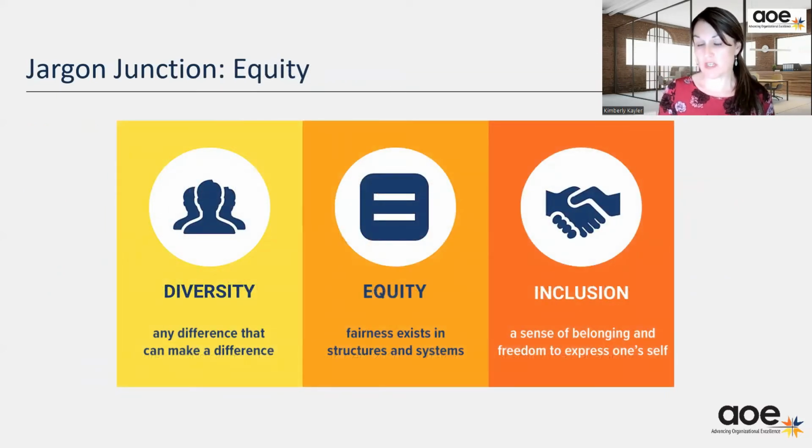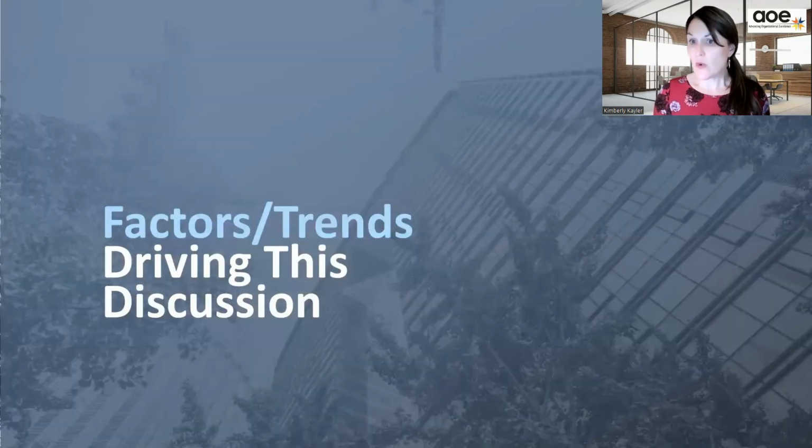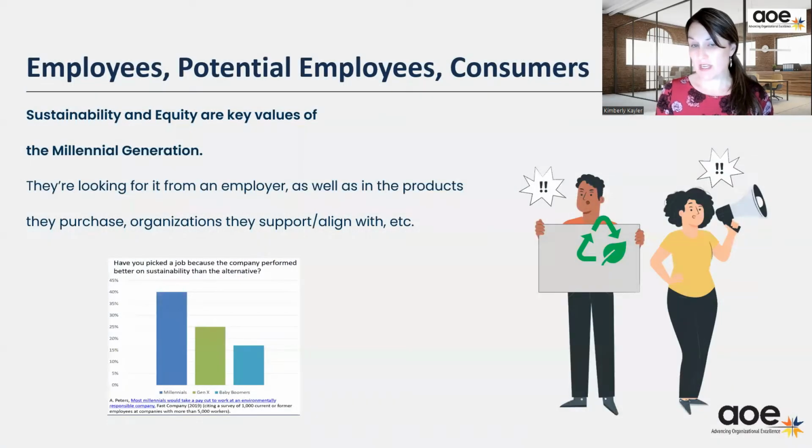And then in that same vein, it's important for us to talk about what we mean when we're talking and mentioning equity. This is a graphic we use quite a bit when we are discussing training, helping create journey maps related to diversity, equity, inclusion topics. And equity is defined as fairness and how it exists in systems and structure. So again, the little touch point in terms of where we're seeing equity show up and play with regards to sustainability. So what are the factors and trends that are driving this discussion?